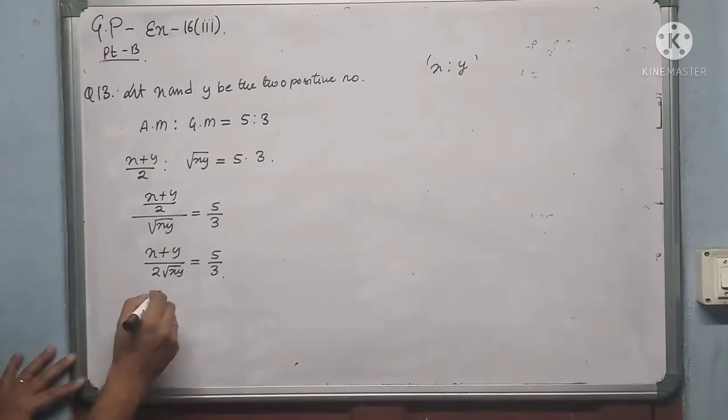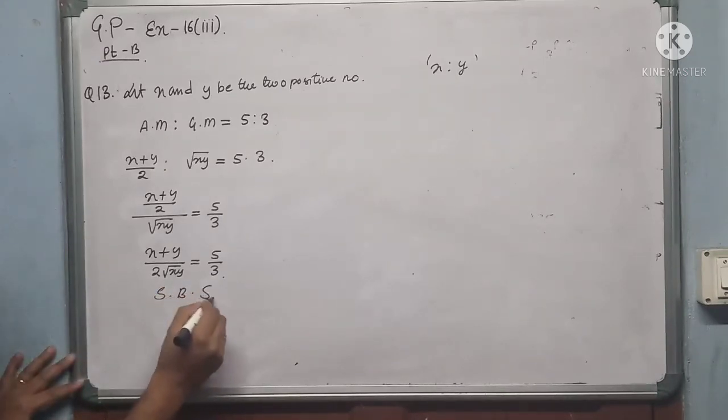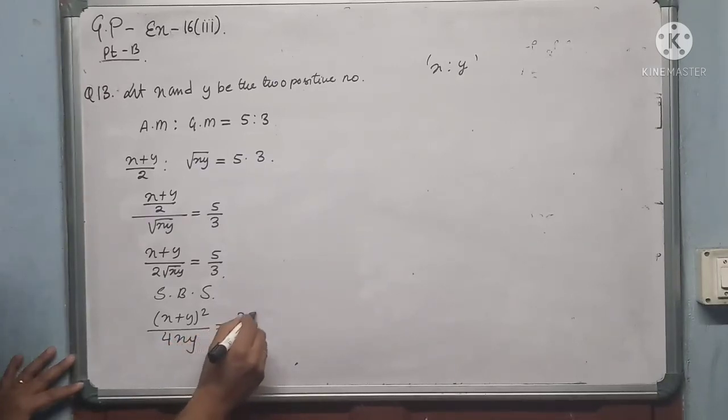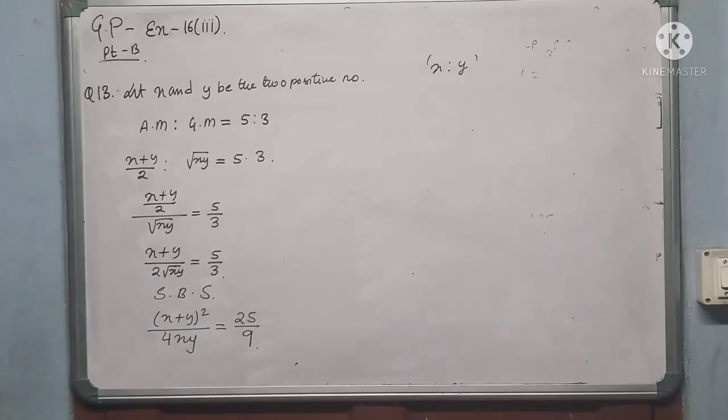Now squaring both sides, it will be (x plus y) whole square over 4xy is equal to 25/9. Now I'll use the concept of componendo and dividendo over here.